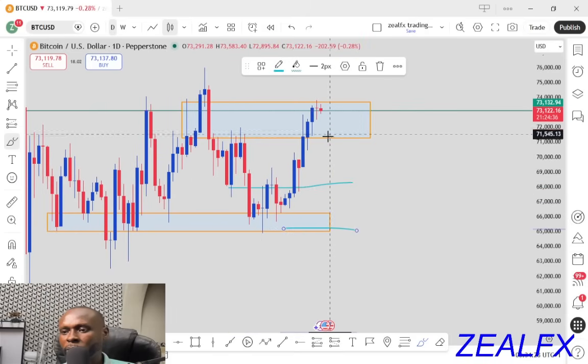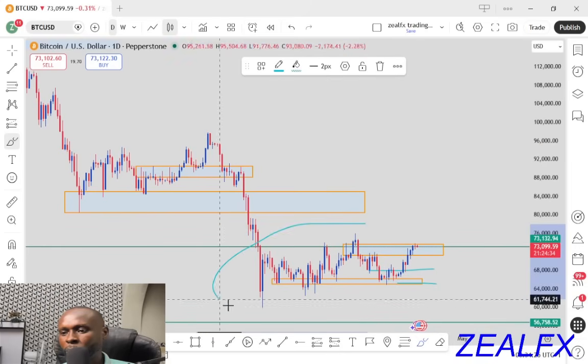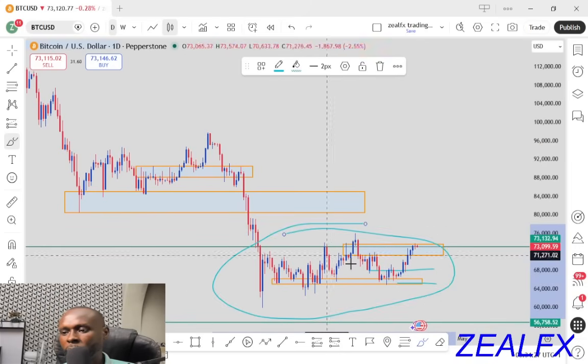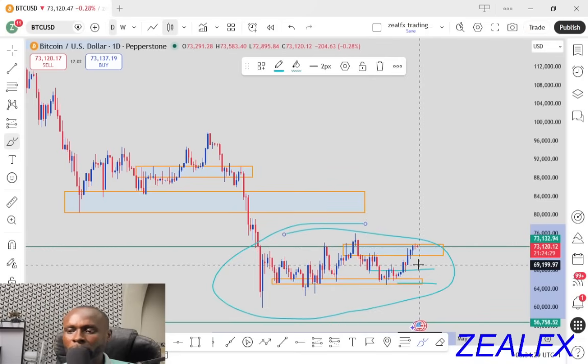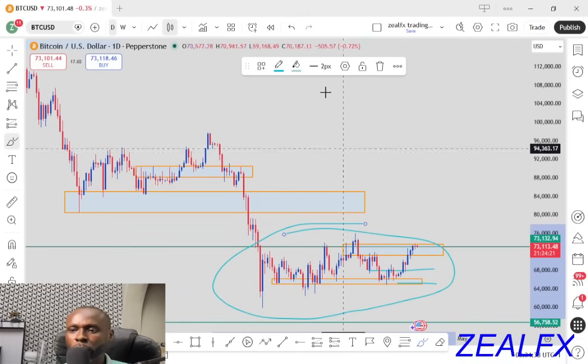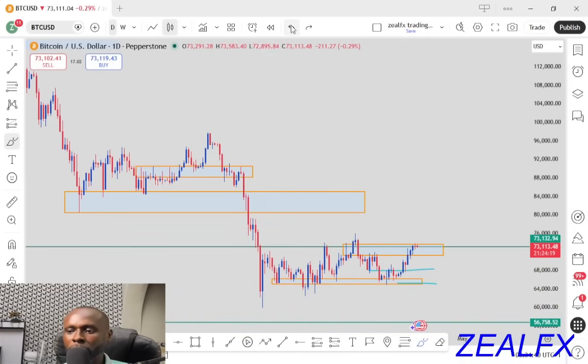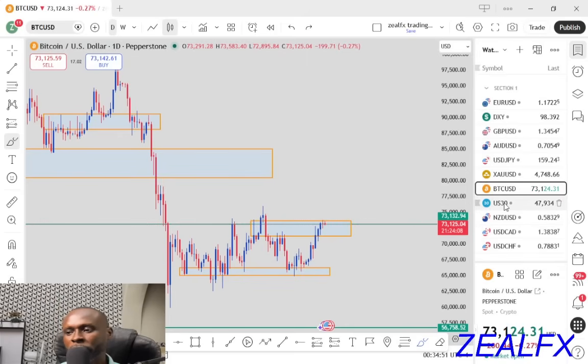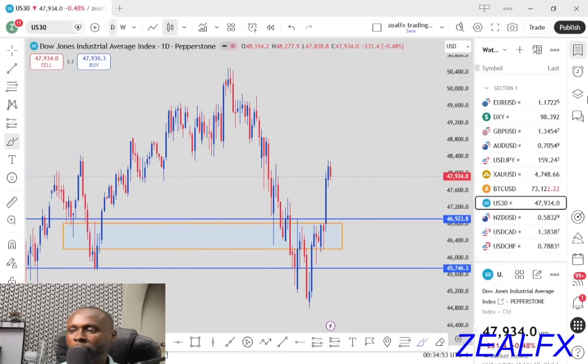But a break of this major level might trigger the major sell on the BTCUSD. So we have to wait for a clear break for us to sell the BTC to the downside. So let's be patient, wait for a good setup for us to make our decision on the BTCUSD. So let's look at our next pair, which is the US30.